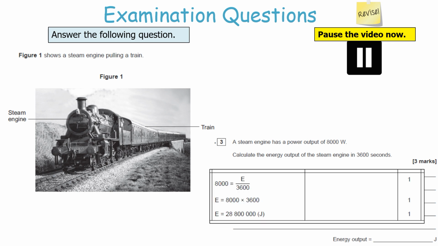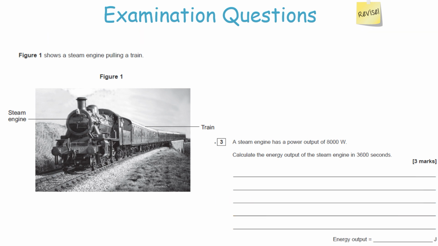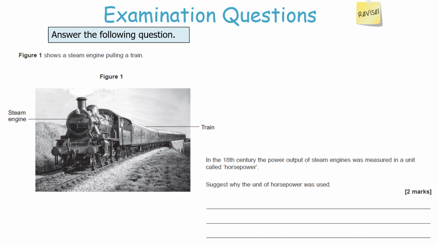Right, so when we're doing this question, it's very important that we understand that we're using our equation, power is equal to energy over time. So we substitute our values in straight away. So we say 8,000 is equal to E over 3,600. We then rearrange and make E the subject. So we say 8,000 times 3,600 is equal to energy. So therefore it's 28,800,000 joules. The next question says, figure 1 shows a steam engine pulling the train.